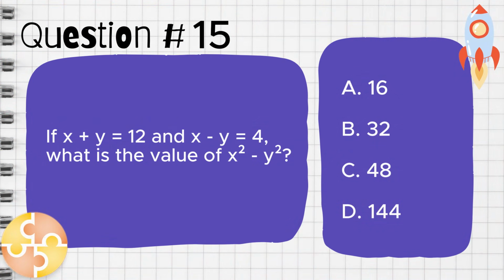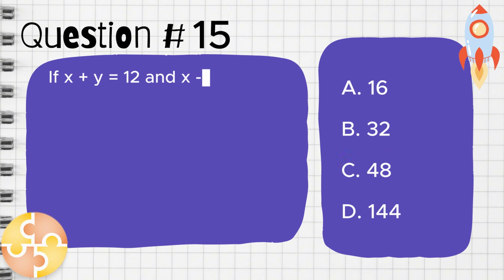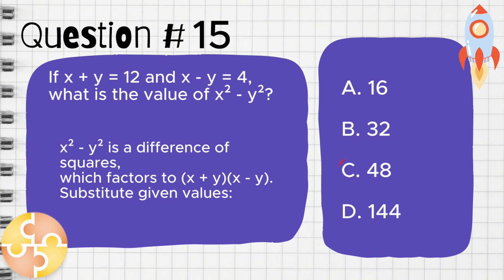Time's up. The correct option is C. 48. Here's why. X squared minus y squared is a difference of squares, which factors to the quantity of x plus y times the quantity of x minus y. Substitute given values: 12 times 4 equals 48.